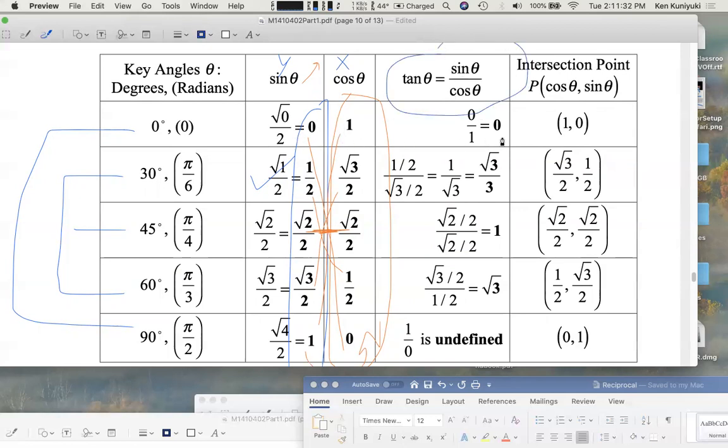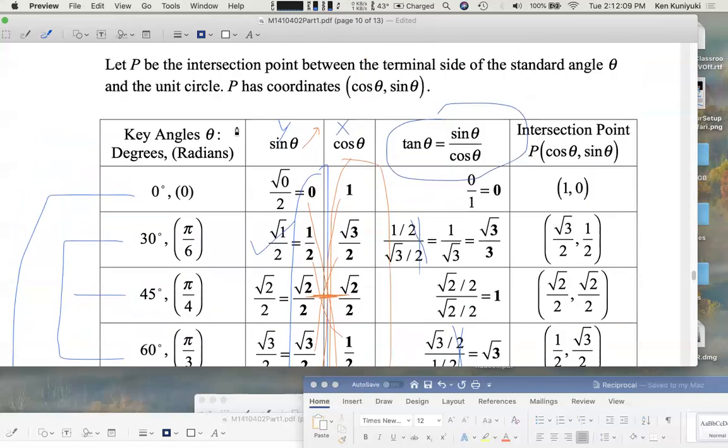0 over 1 is 0. This fraction over this fraction, the little 2's knock each other out. They basically cancel out. 1 over root 3 rationalizes to root 3 over 3. This number over itself is 1. Tangent of 45 degrees is 1. Root 3 over 2, all over 1/2. Again, the little 2's knock each other out. We have root 3. 1 over 0, that's undefined. Tangent of 90 degrees is undefined.